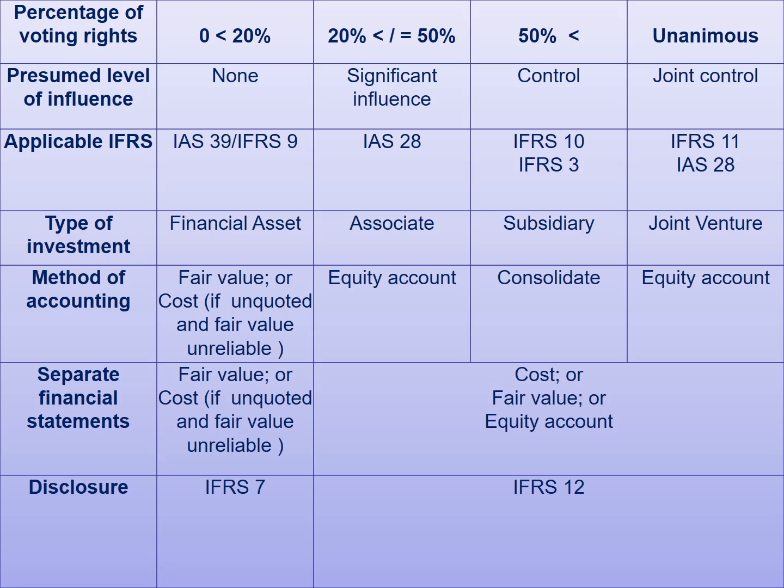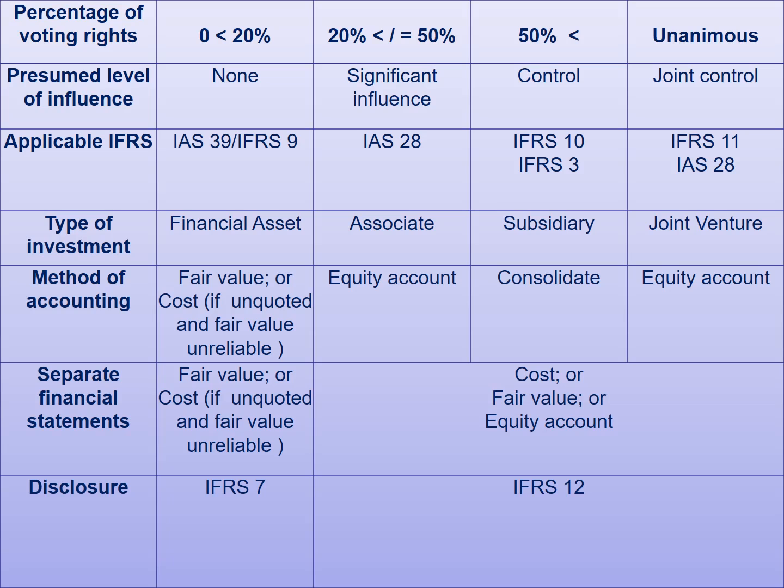At 50%, control typically kicks in, or rather 50% plus 1, unless there are any other funny arrangements, because usually the majority shareholder would be able to demonstrate the definition of control having been met. And therefore, we account for a business combination up front, but then consolidate the assets and liabilities of the subsidiary, and in the separate financial statements, cost, fair value, or equity accounting, and disclosures in terms of IFRS 12.